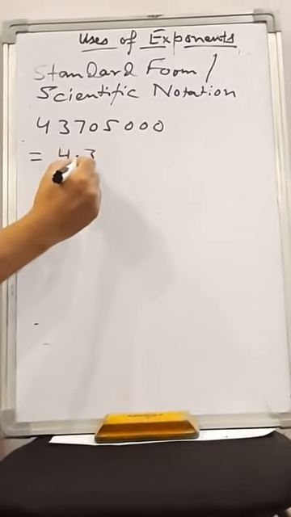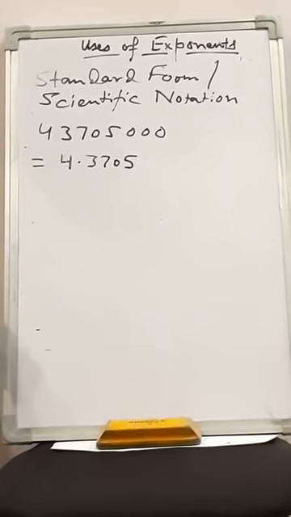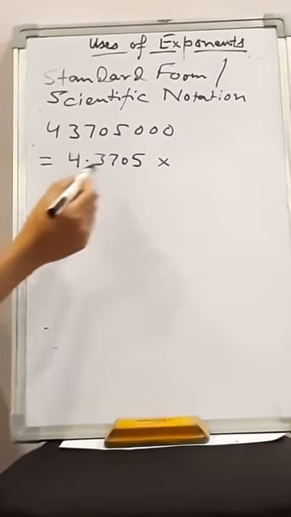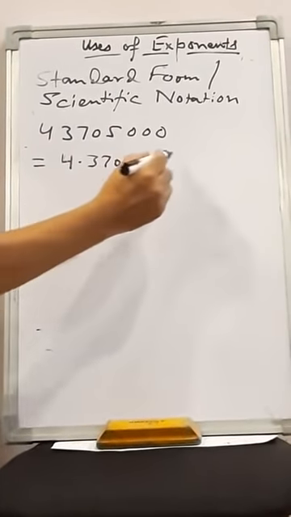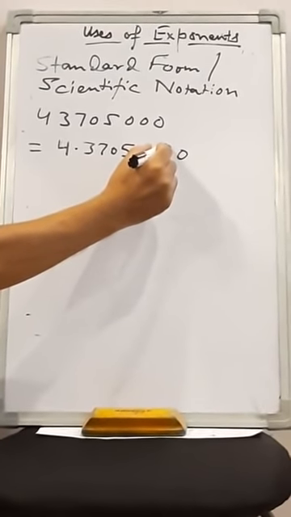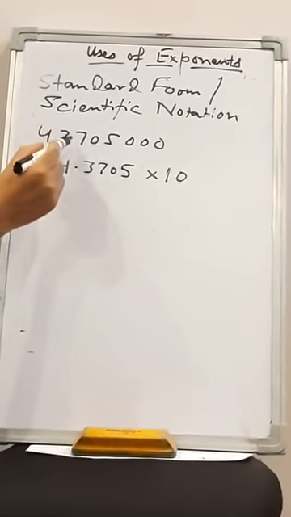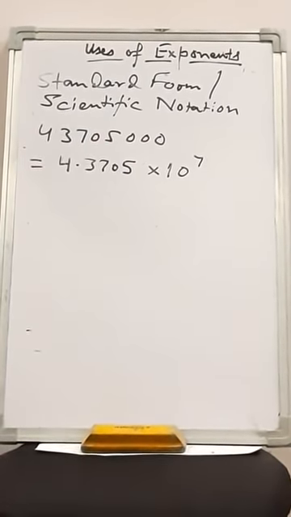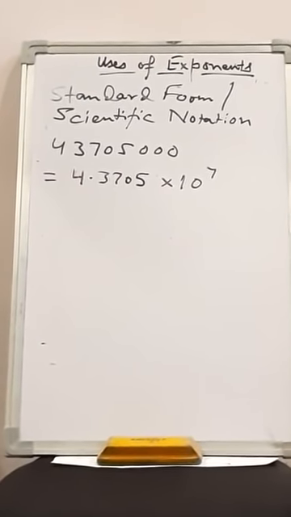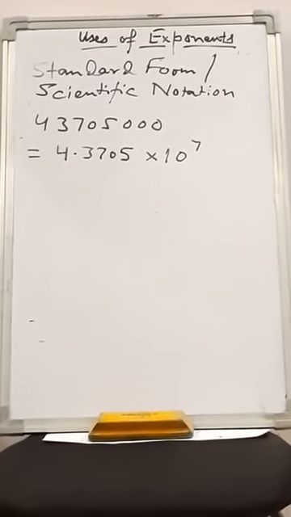So 4.3705, these are significant digits and zeros in the end are insignificant. Since we are making this large number small, 4 point something, we have to write this as into 10 to the power something, and that 10 to the power something is number of digits lying after decimal. So 1, 2, 3, 4, 5, 6, 7. So 10 to the power 7. So this is called standard form or scientific notation form, which is used widely especially in scientific calculations.